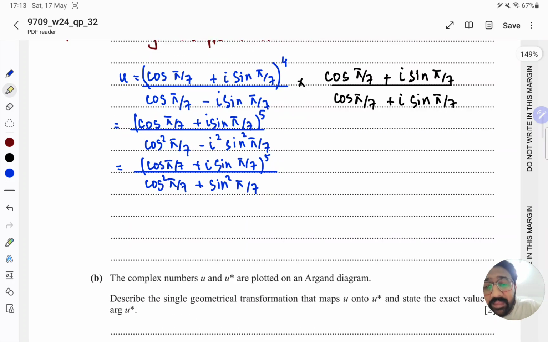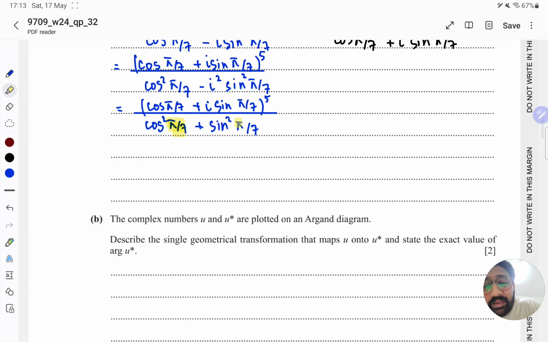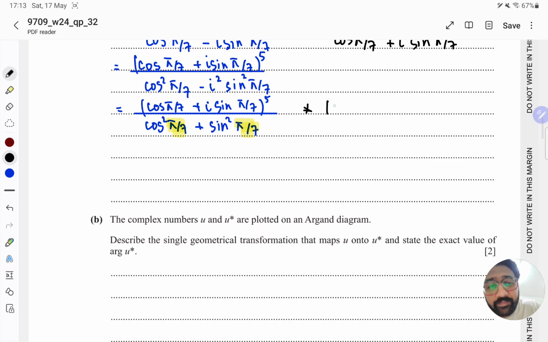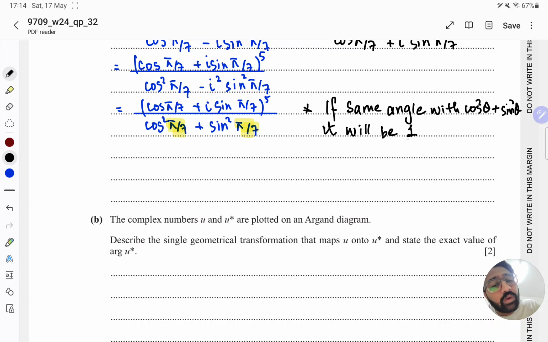The angle over here is the same in both of them, in this one as well as in this one, and we know that sin square theta plus cos square theta is 1. And why is it 1? When both of them have the same angle, let me write it here. If same angle, with cos square theta plus sin square theta it will be 1. So the denominator is going to be 1.